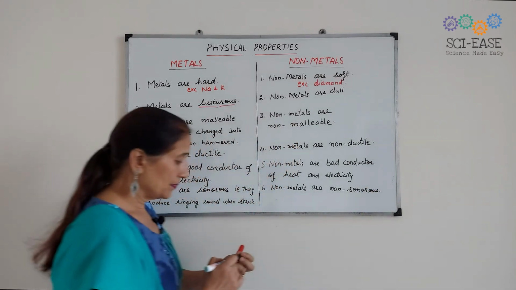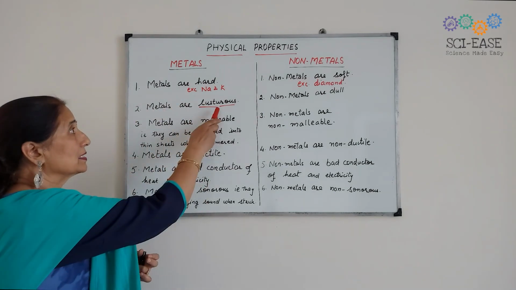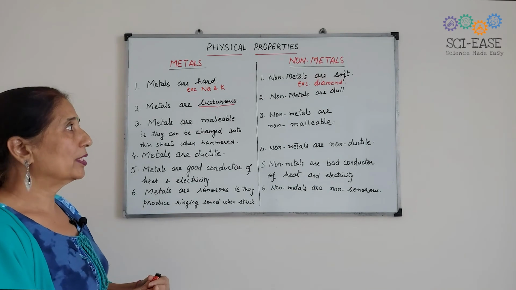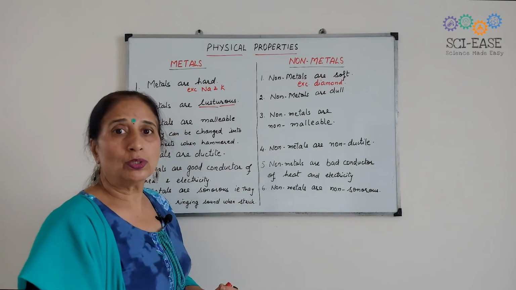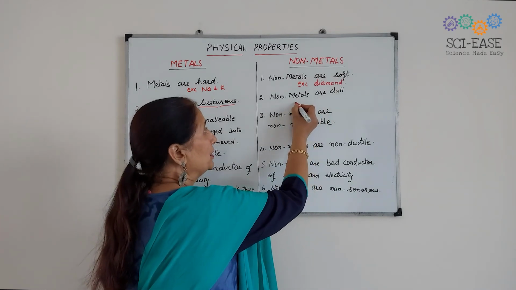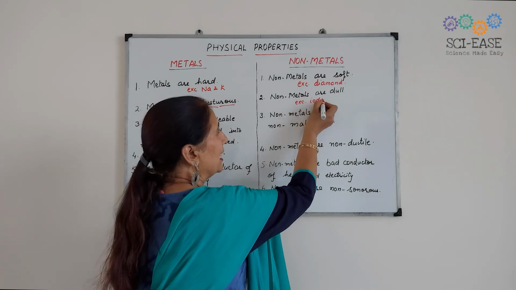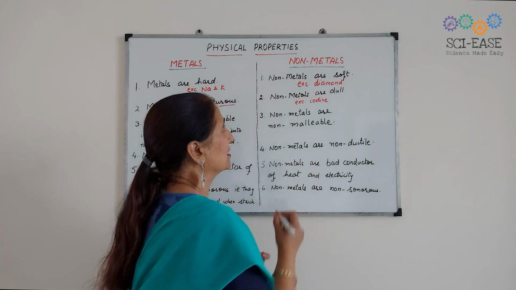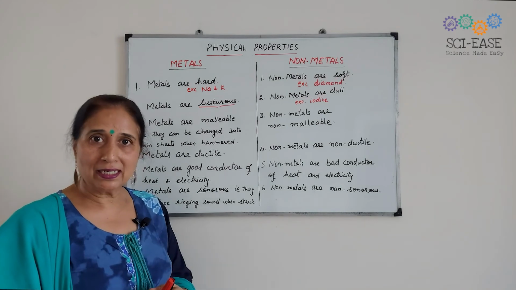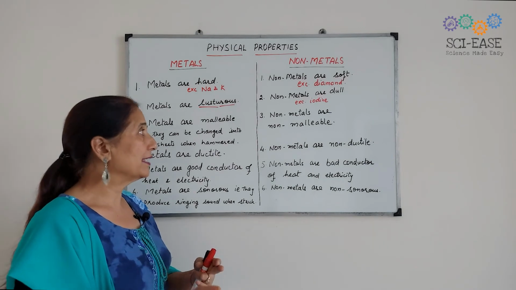So I have used many terms here. The first one is lustrous, that is, they have a shiny appearance. But non-metals are dull. Here I want to give you one exception that may not be given in your book, but you know that the crystals of iodine have a shiny violet color. So here the exception is iodine, it is not dull.